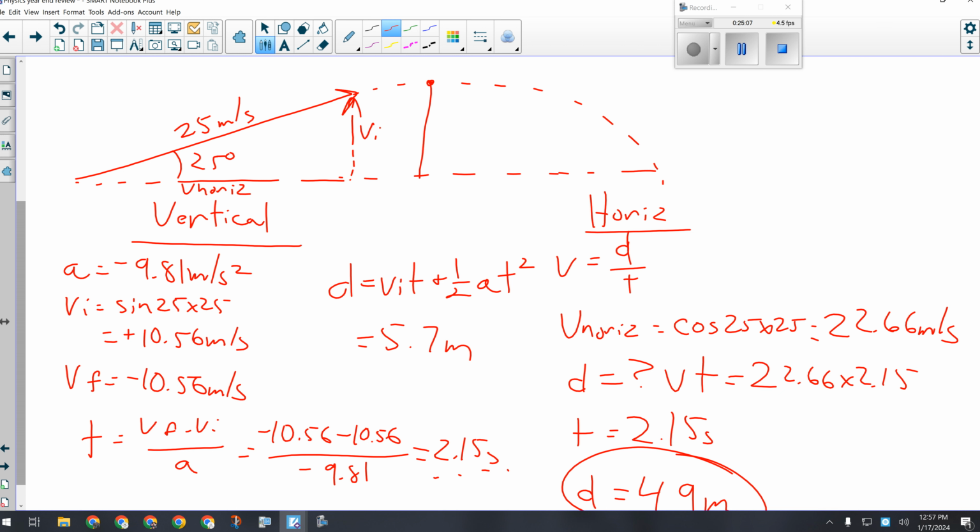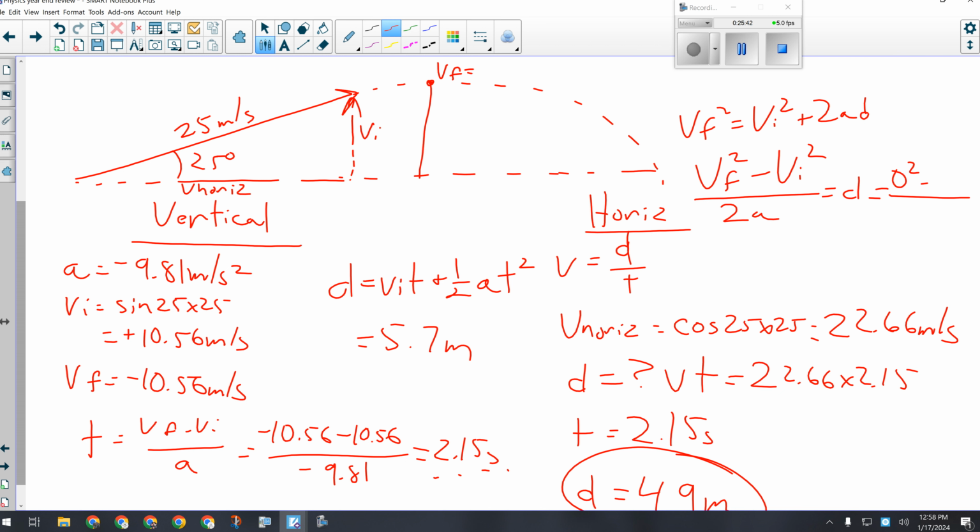Okay, the other method, the one that I like to use, involves using VF. What's VF vertically at this point? 0. Okay, that's the point where it stops for a second before it starts to fall back down to earth. Okay, so that means that I could use this formula. VF squared equals VI squared plus 2AD. I'd be looking for D here, so I would subtract. So I'd have VF squared minus VI squared divided by 2A would equal D. So for me, that's going to be 0 squared minus 10.56 squared divided by 2 times negative 9.81.